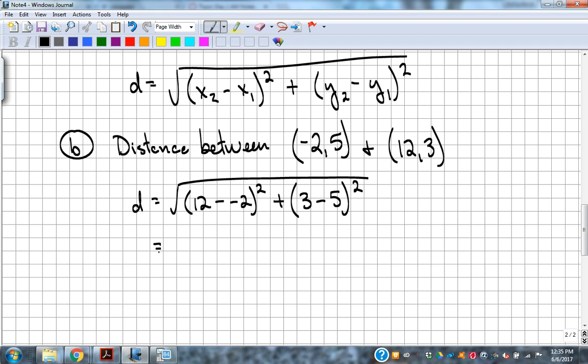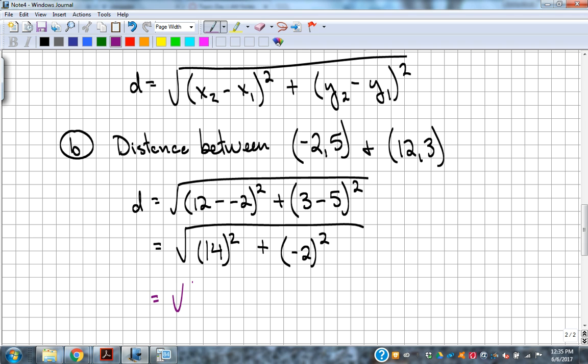Okay, so if I subtract those, 12 minus negative 2 ends up being 14 squared. And then 3 minus 5 is negative 2 squared. If I've done it the other direction, I still get 14 and 2, but the signs are different. But when you square it, remember when you square anything, the number always turns positive. So it takes care of it. As long as you get x's together and y's together on the distance formula, you're okay.